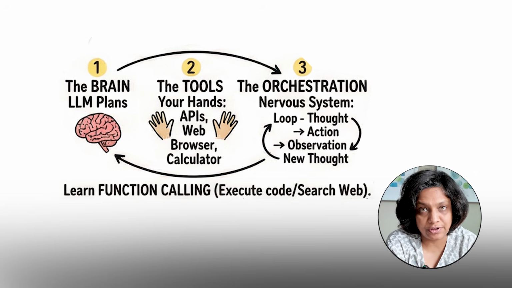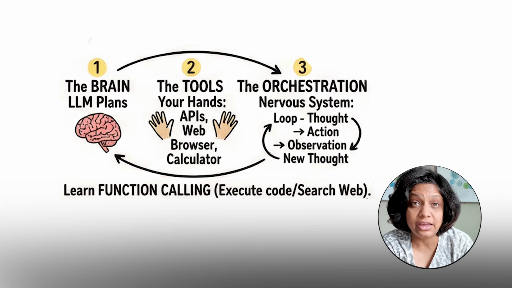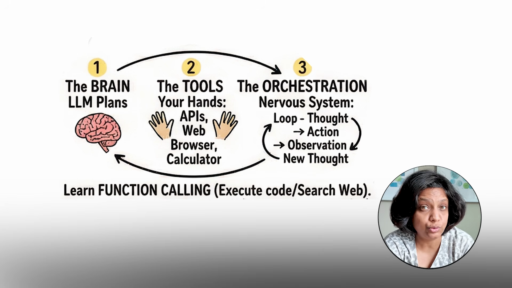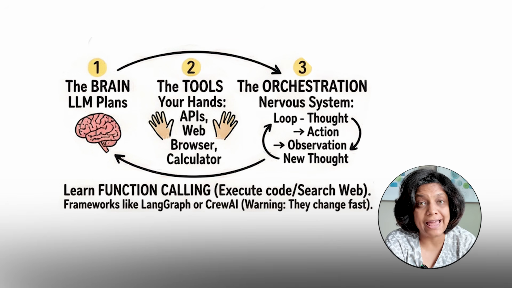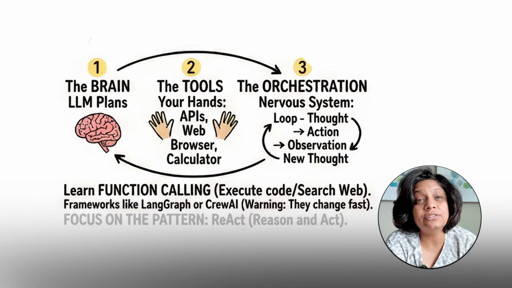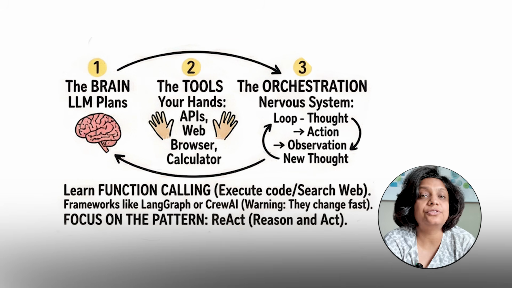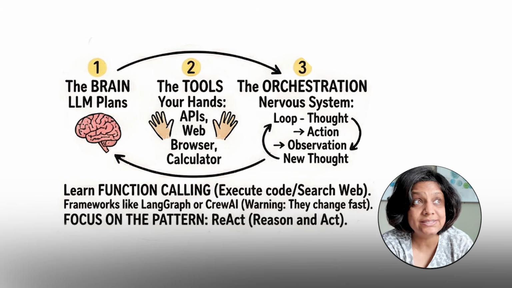You need to learn function calling. This is how you give the AI permission to execute code or search the web. Now look into frameworks like LangGraph or CrewAI or Microsoft Semantic Kernel. But a warning here is don't get lost in the frameworks because there are many out there. They change every week. Focus on the pattern, specifically the ReAct pattern, reason and act. If you understand the pattern, the tool doesn't matter.